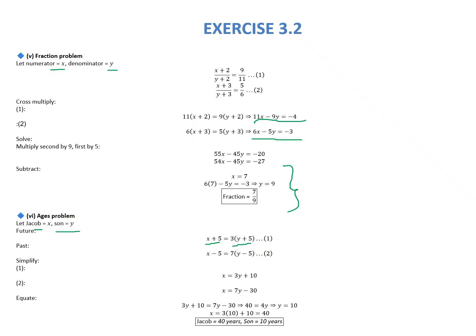So we'll multiply the age of the son by 3 to get the age of Jacob. And one more equation is also given, that before 5 years. Before 5 years means that we have to reduce the current ages by 5. And before 5 years, Jacob was 7 times the son's age. So we have to multiply the son's age by 7 to get the value of Jacob. So we have these two equations. First is x is equal to 3y plus 10 and x is equal to 7y minus 30. When we solve these equations, we'll get the answer: Jacob is 40 years and the son is 10 years. So we'll move to the next slide.